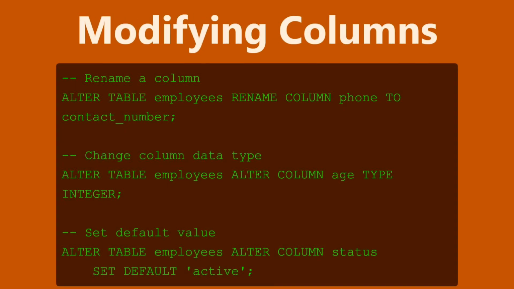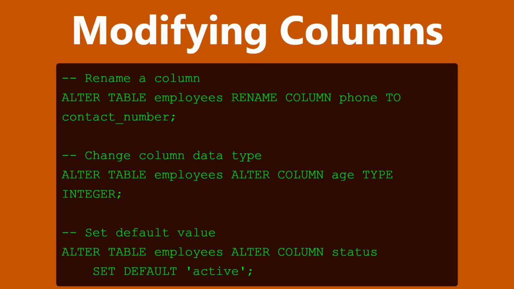Now let's see how to modify existing columns. To rename a column, use the RENAME COLUMN command with the old and new names. To change a column's data type, the ALTER COLUMN command with TYPE lets you convert data formats. And to set a default value for new rows, use SET DEFAULT with your desired value. These column modifications help your schema evolve with changing needs.